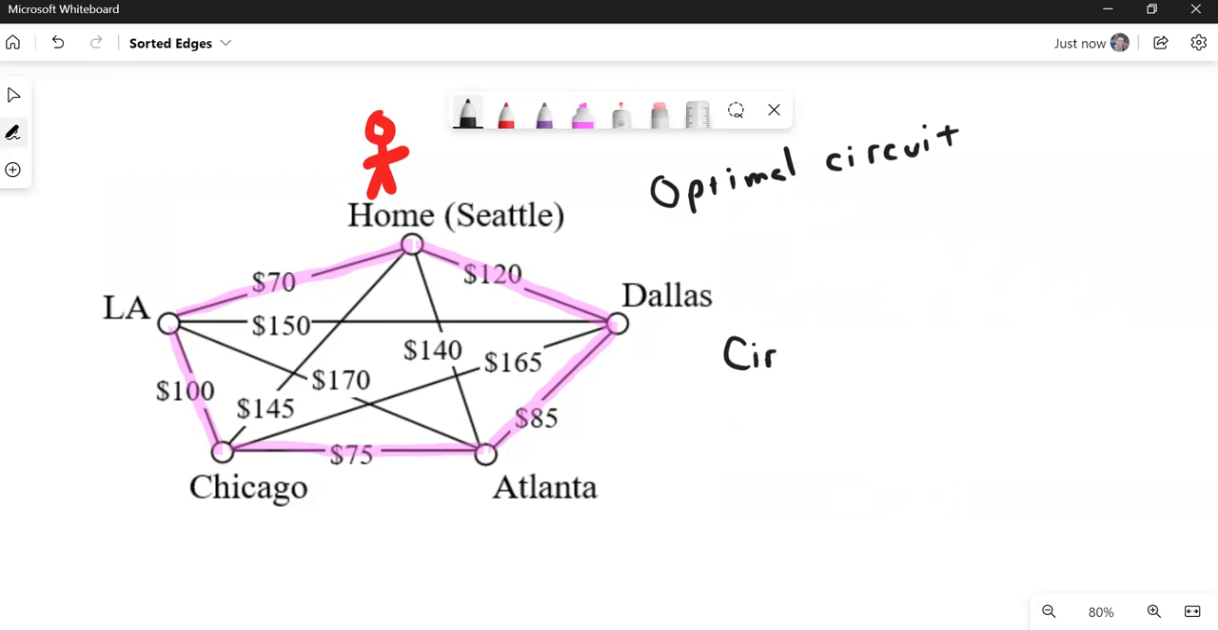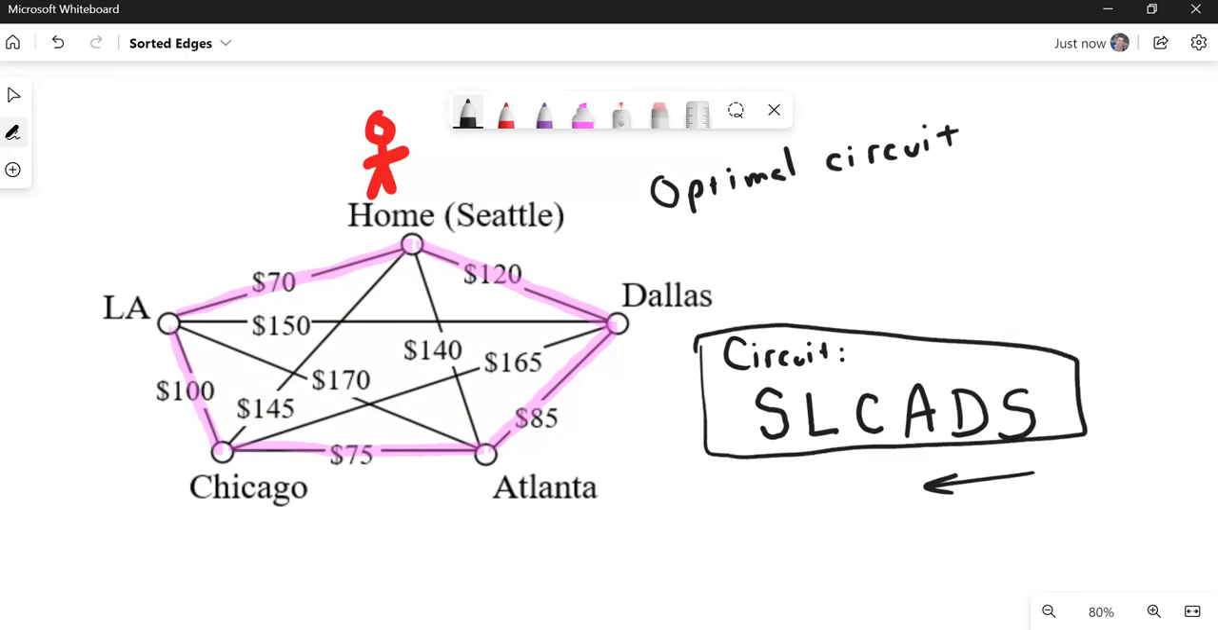Now, when I write my circuit, I'm going to write it in order from Seattle. All right. So I'll just put S for Seattle. Now you can go either direction. I'm just going to go clockwise. So next I'm going to go to LA, and then I'm going to go to Chicago, and then I'm going to go to Atlanta, and I'm going to go to Dallas, and finally back to Seattle. Or remember, you could write that in reverse order. It would be the same answer. The weight of this would just be taking all of those edges and adding it up, and it would in fact be the optimal circuit or best weight.